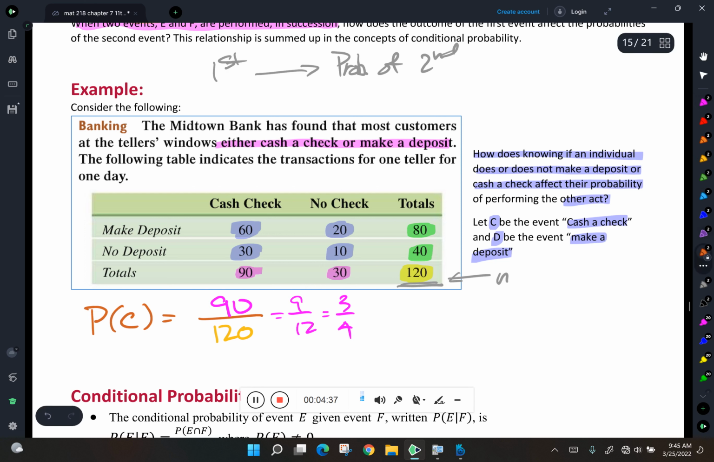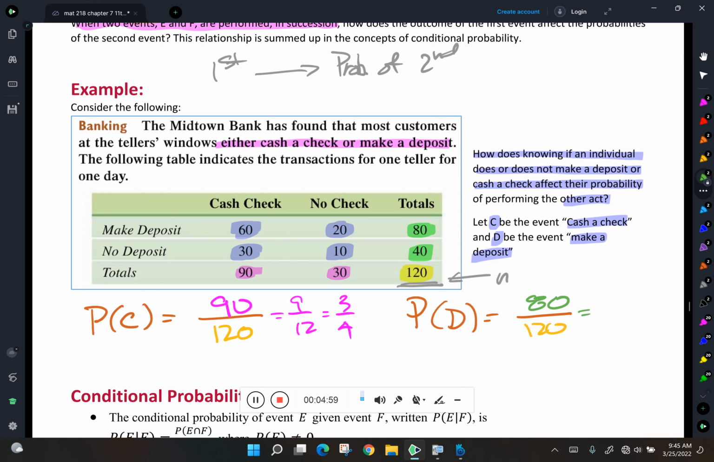And I also know that the probability that someone made a deposit is going to be the fraction. My denominator is going to be 120 because there are 120 people who came into the bank that day. My numerator needs to be the number of people who made a deposit. There were 80 people who made a deposit, right? And so I get that the probability that someone makes a deposit is going to be 80 out of 120.